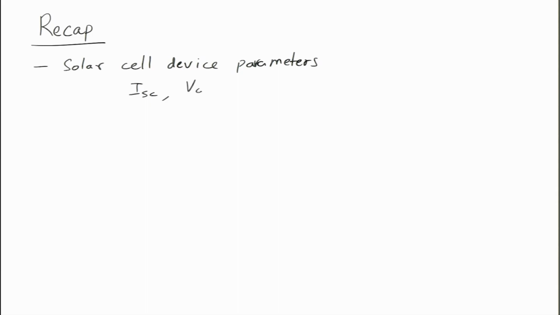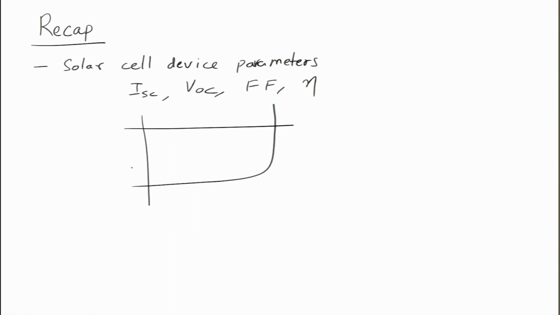The recap of the last lecture is that we learnt about solar cell device parameters. So, we saw what is short circuit current, what is open circuit voltage, what is fill factor and what is efficiency, and we also saw that a typical IV curve of a solar cell device is like this. It is in the fourth quadrant.